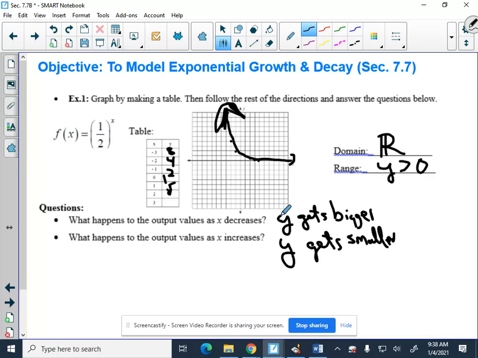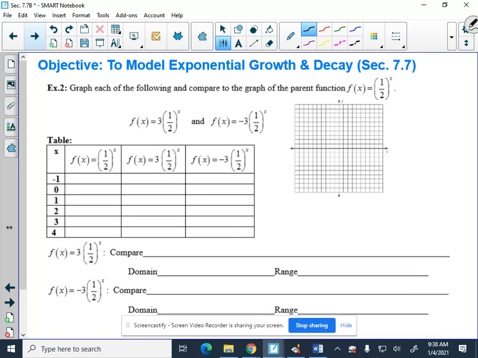And that's the idea of what we call an asymptote. This line here is what we call an asymptote. The graph of our exponential function won't actually hit it. It gets closer and closer, but never touches. Okay? All right. Now it says graph the following and compare to the parent function.